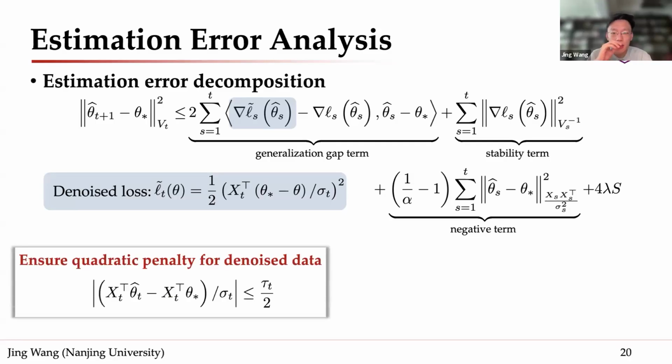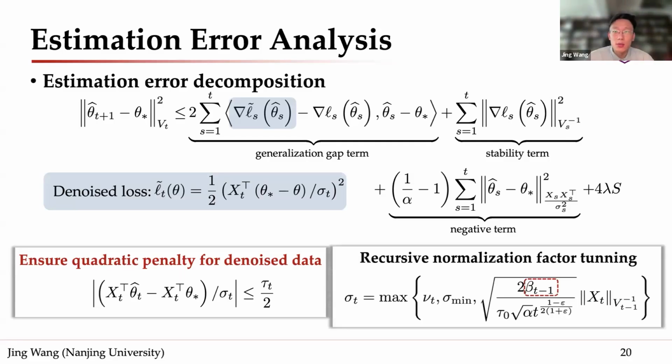So the key step here is that we want to design the parameters sigma and tau to make sure that after denoising, the data stays in the quadratic region, since it's actually normal data. So this is an intuitive method. And to do this, we design a recursive normalization factor, which means the current round normalization sigma is based on the last round estimation error. This design, however, introduces a major analysis challenge.